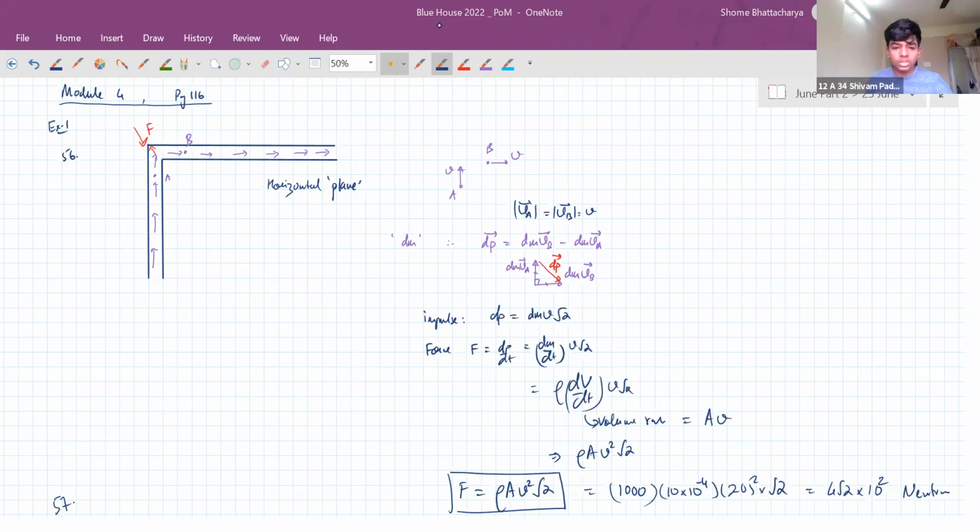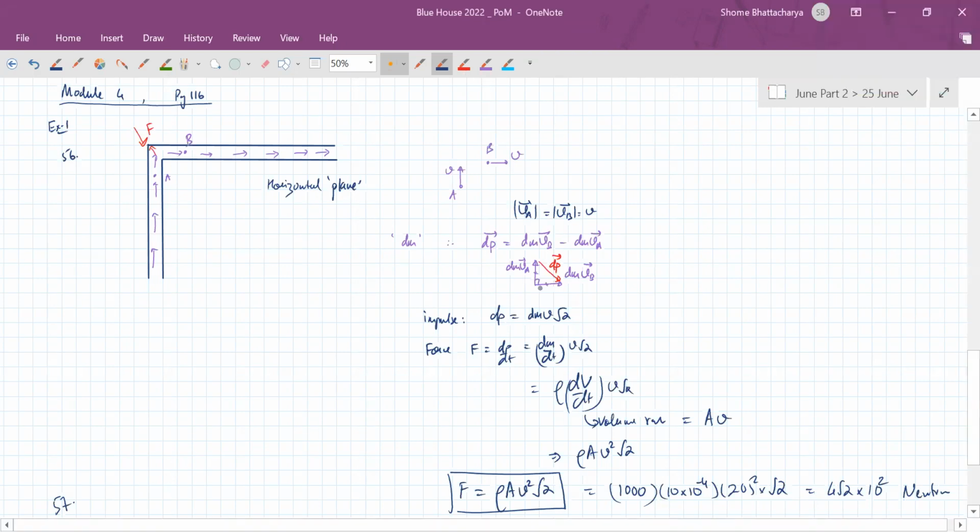Yes, sir. Okay. Sir, this equation will be applicable for each and every type of bend, na? No, but the angle of the bend has to be 90. If the angle is something else, then this factor of root 2 will change. You understood, na? Okay, sir. This is coming from this vector diagram, na? So this angle being 90 is important here.